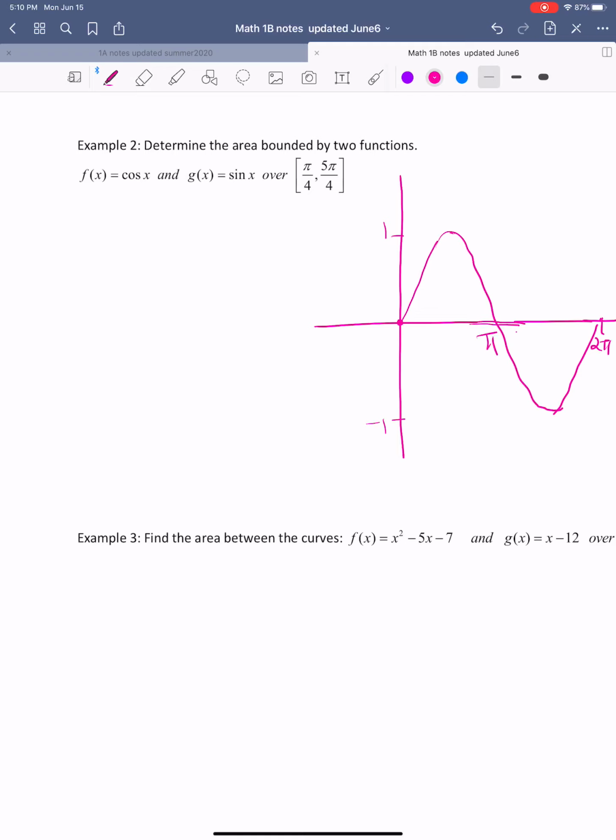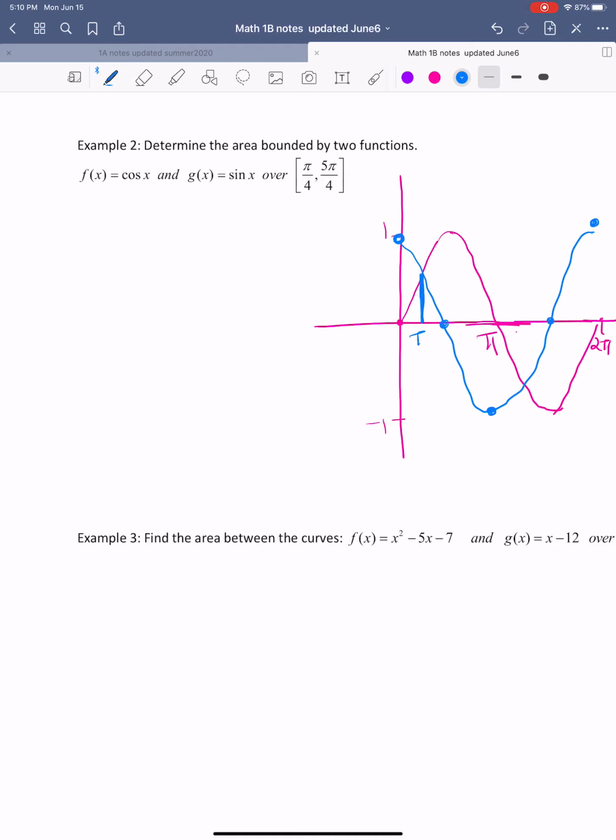There's pi over here. All right. Cosine graph starts at 1 and goes to pi exactly in the middle, and then comes back to 1. All right, so we're looking at the point of intersection here.